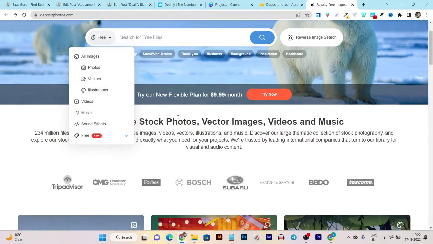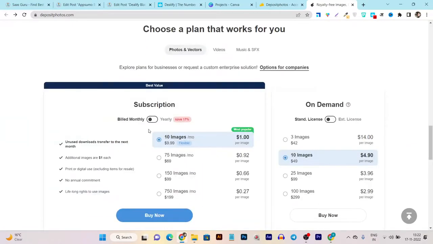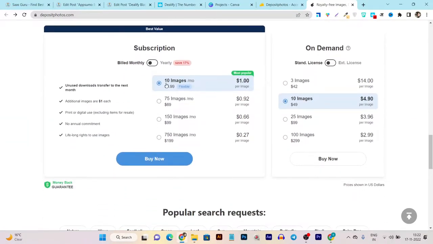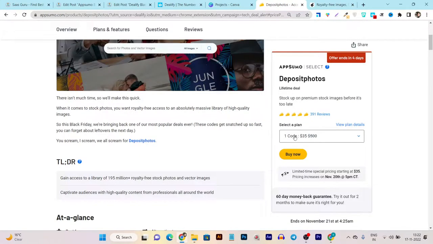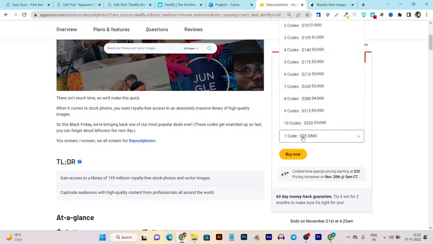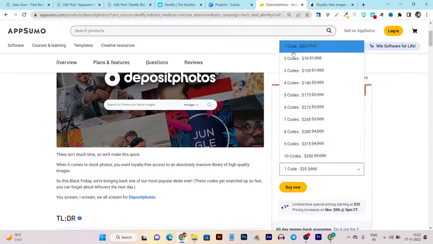Okay, and if I go down here to its subscription charges, you can see you have to pay monthly or yearly charges. There's also an on-demand pricing license, meaning you have to pay per image if you go to the on-demand pricing. But you don't have to pay these on-demand or monthly subscription charges because we got the lifetime deal here. And yes, you get lifetime access starting at the price of $35.